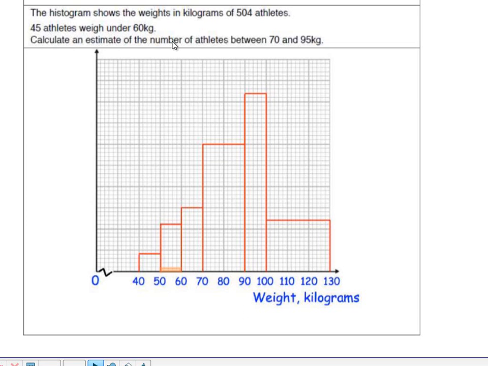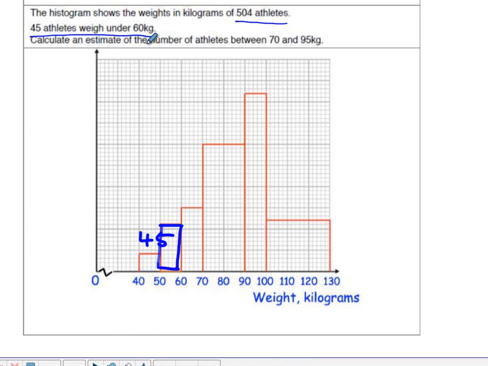This question here again is histogram. Firstly, it says that this histogram shows the weights in kilogram of 504 athletes. Now, 45 athletes weighed under 60 kg. So we know this particular section, 40 to 50, and then 50 to 60, there should be altogether 45 athletes.